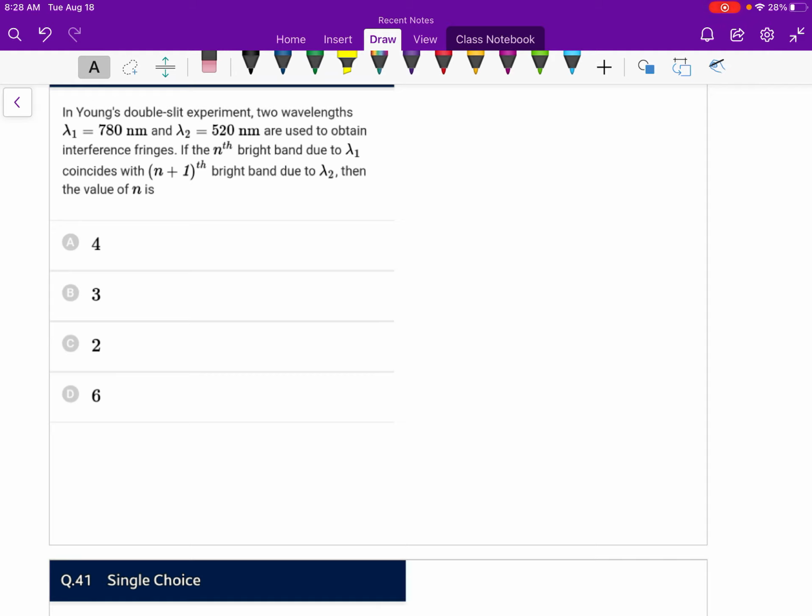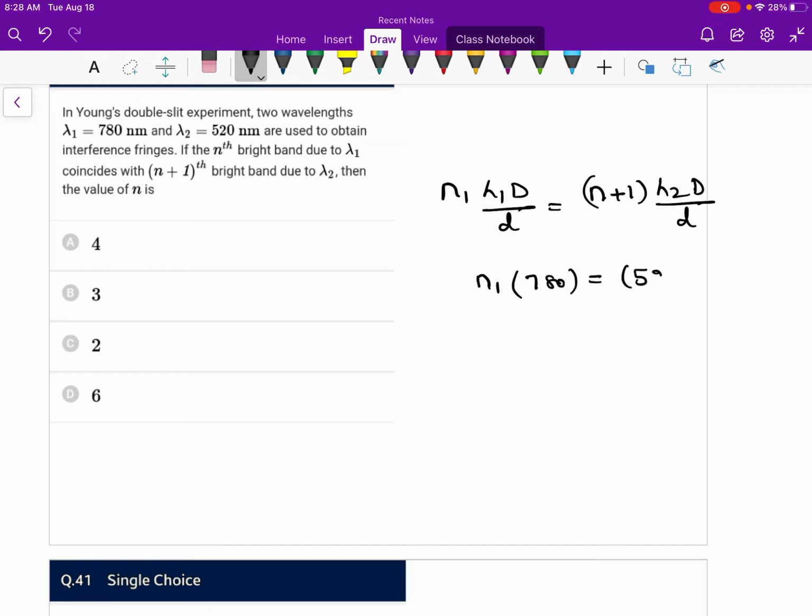In Young's double slit, with lambda 1 and lambda 2, the nth bright fringe of lambda 1 coincides with the (n plus 1)th bright fringe of lambda 2. So n lambda 1 D by d is equal to (n plus 1) lambda 2 D by d. Lambda 1 is 780 nanometer, lambda 2 is 520, so 3n is equal to 2n plus 2, so n is 2. So C is the correct option.